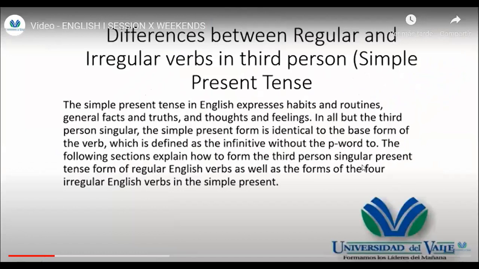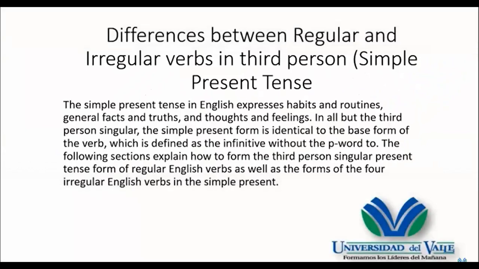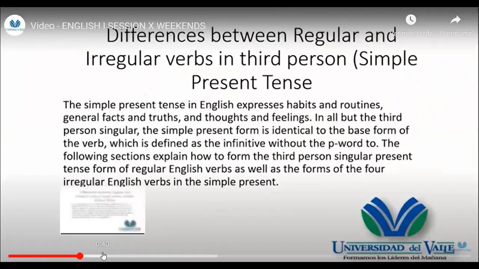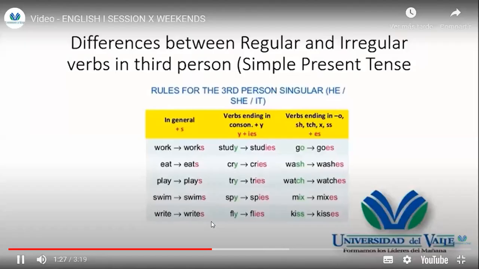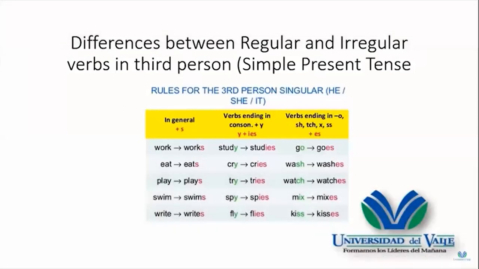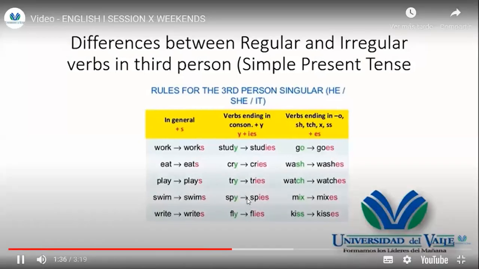So for today, we're going to be talking about differences between regular and irregular verbs using the third person, in this case with the simple present tense. Also, we're going to be taking a look at this chart that provides us the differences between the rules for the third person singular he, she, it. So that is basically what we are going to be focused on.